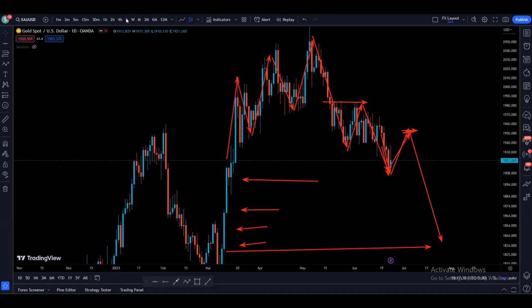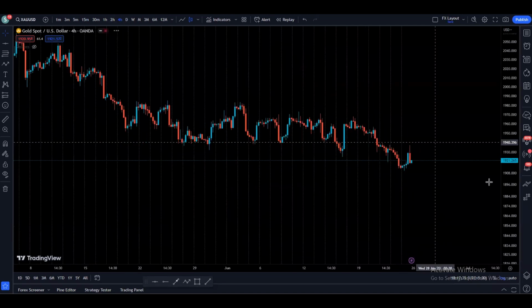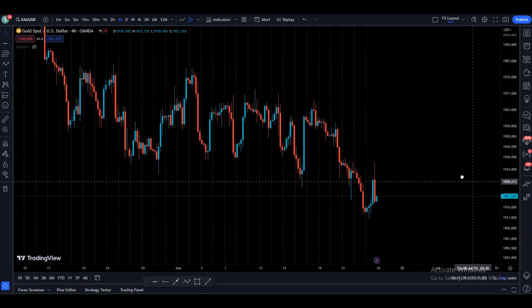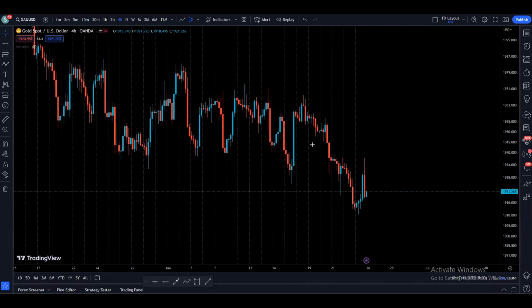So that is something on the daily time frame. Now let's go to the 4-hour time frame to find out more details. On the 4-hour time frame, we can see that price is bearish as well, because we are making lower lows and lower highs. So as we can see, we created a low, we created the lower high.